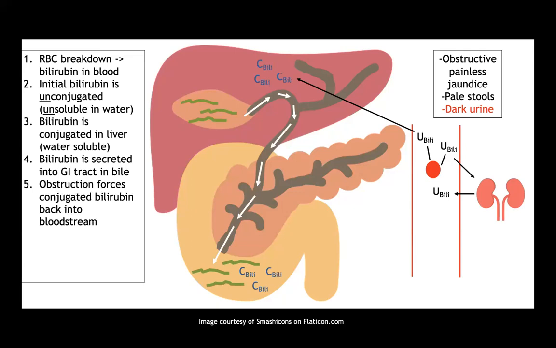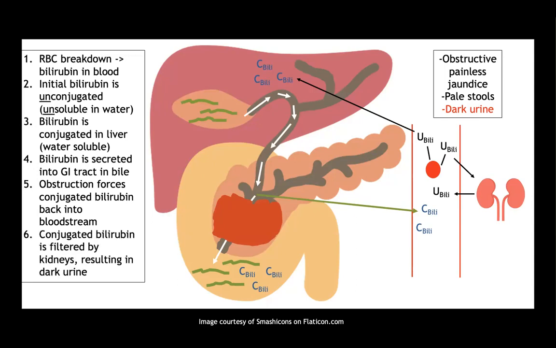But what's going to happen in pancreatic cancer or other obstructions is you're going to have a big blockage, and that conjugated bilirubin now will get secreted back into your bloodstream. And this conjugated bilirubin is water soluble. So it can actually get excreted in your urine and you'll end up with dark urine because of conjugated bilirubin.